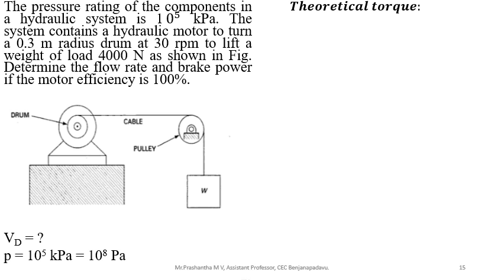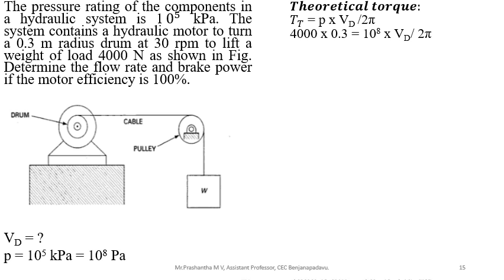Now we will move on to find out theoretical torque. To find out theoretical torque, there is a formula. TT, theoretical torque, equal to pressure into volumetric displacement divided by 2 pi. So here TT is nothing but force into distance. Torque means force into distance. Force is given as data, that is 4000 Newton, and radius is given, that is nothing but a distance, that is 0.3 meter.